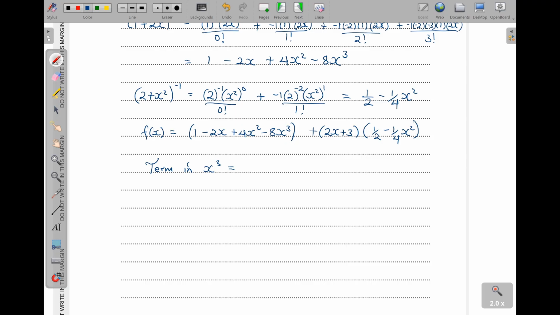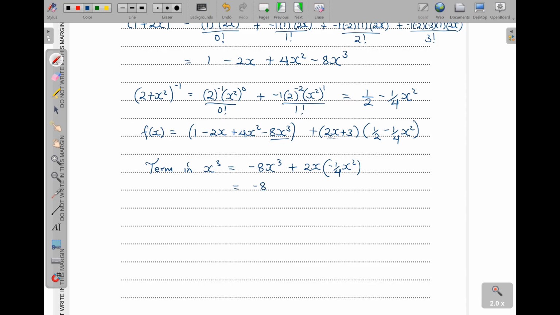Cubed. So here I will only pick this one here. It will be negative 8x cubed, then plus this 2x is going to multiply with nothing. This 2x here is the one which is going to multiply with the negative a quarter of x squared to end in x cubed. Okay, so these are the only terms.